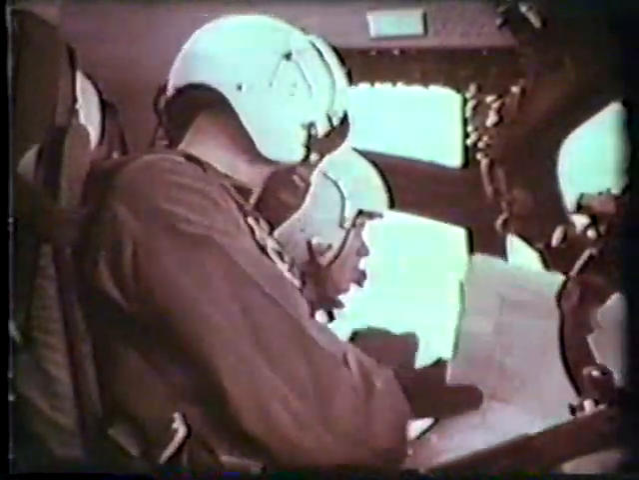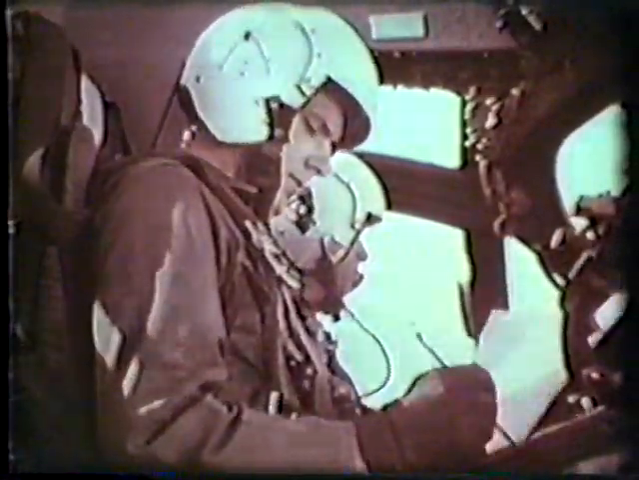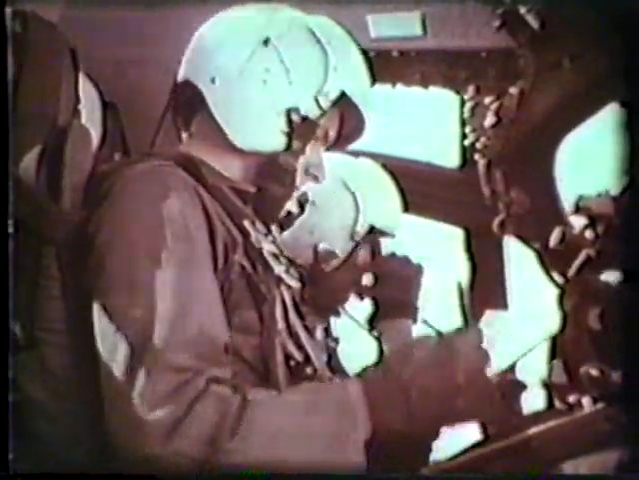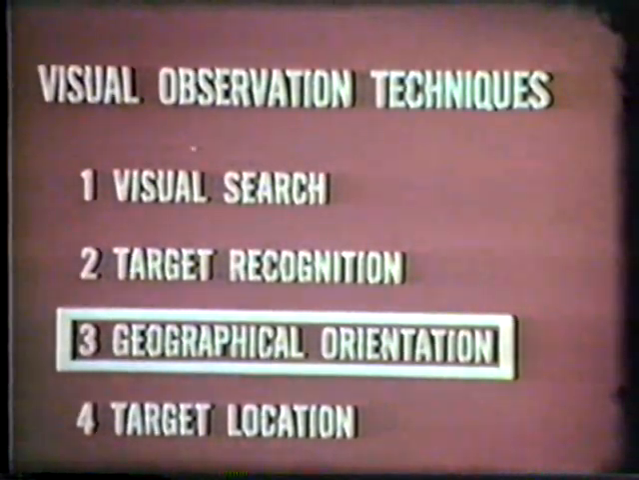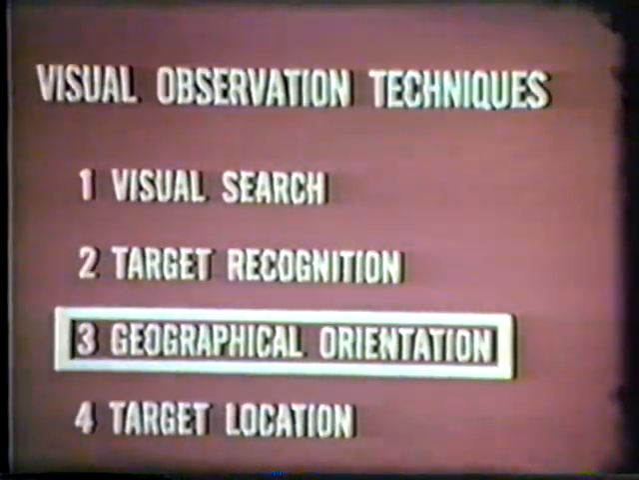Look for distinguishing features, the permanent features, such as road intersections. They pinpoint terrain locations for easy map reference. Using your map, locate your relative position and direction of approach. Check and orient the map against your view of the area. With study and practice, you can learn the technique of geographical orientation from the air.